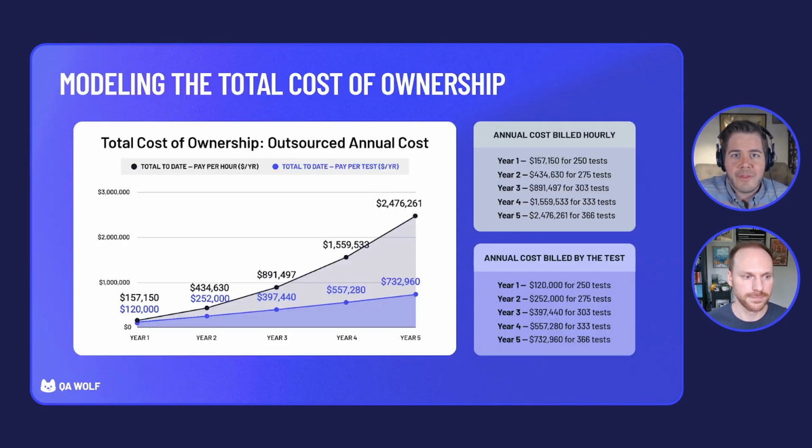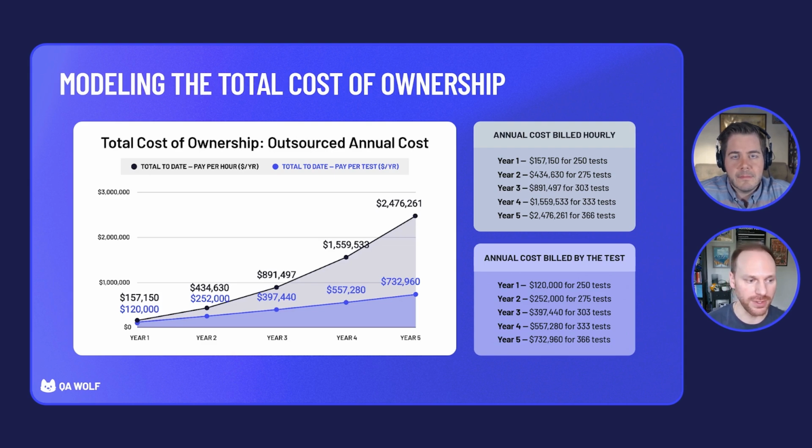Let's look at this graph. I want to take us back to the graph we looked at the very beginning of the presentation, highlighting the upward trend for the total cost of ownership over 5 years. Before, we were looking at a model using traditional billing models, but we've added an extra line here to show you how that compares to the pay per test billing model. So, Scott, walk me through it. How does the cost of paying per test compare when you factor in the variables of suite size and release velocity? Yeah, so the chart you're seeing here, the black line is paying per the hour, and the purple line is paying per test.